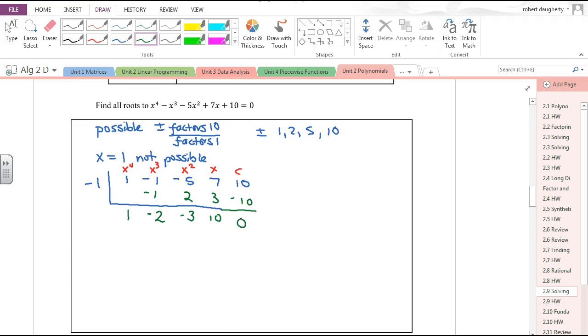So what does that mean? So x equal negative 1 is a solution. What is the factor? X plus 1. Okay. So I always write that down because I'm going to have to come back to that in a few minutes. Okay. Now what do I do?